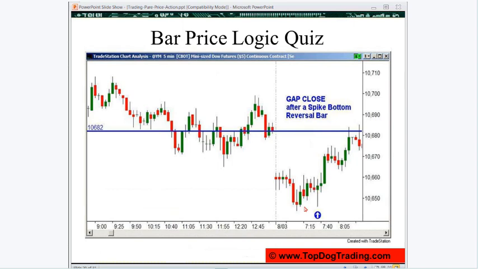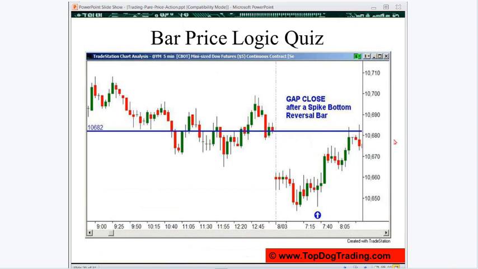So market participants saw this low. They said, okay, that's our low of the day so far. The market tested it and rejected the low of the day, and that's what that bar says. So with that rejection of the low of the day and a gap, I'm saying, yeah, that's a bullish pattern.